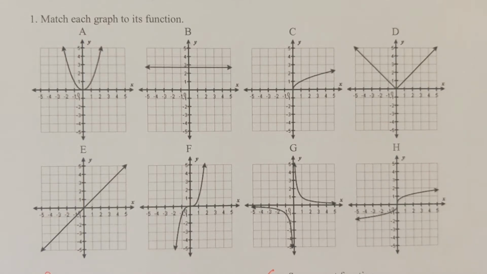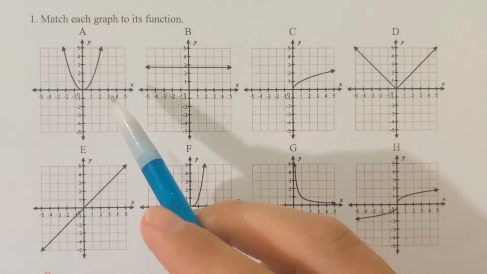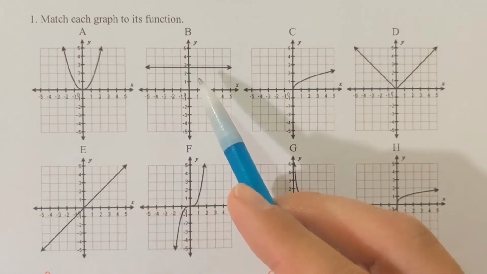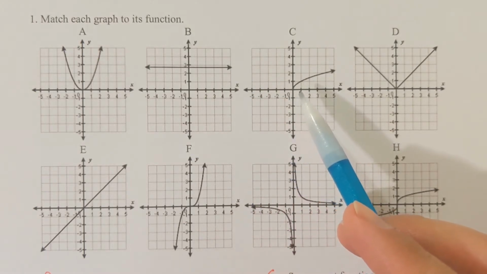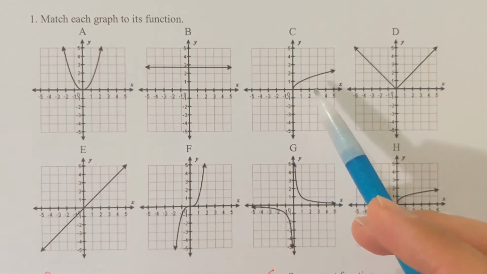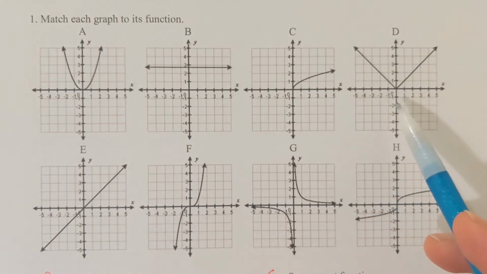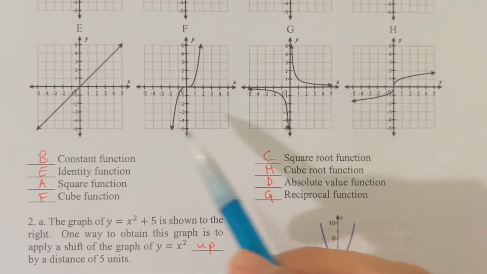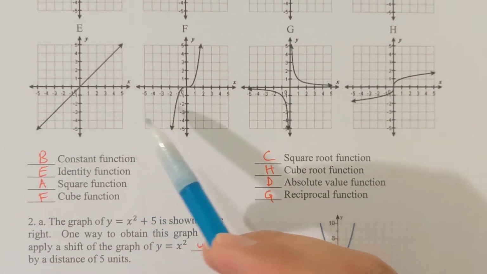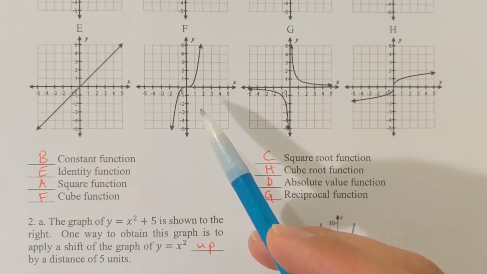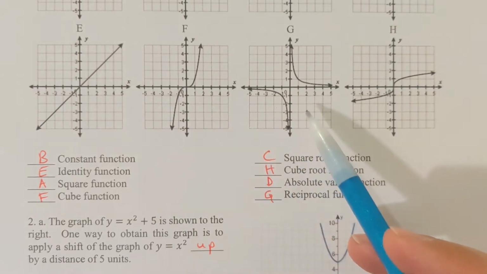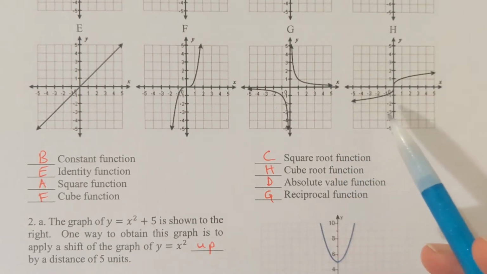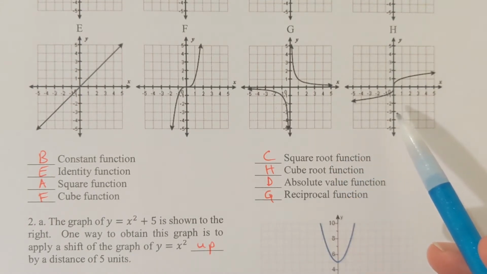So part A, let's see, is going to be the square function. Part B is going to be the constant function. Part C is going to be the square root function. Part D is going to be the absolute value function. Part E is going to be the identity function. Part F is going to be the cube function. Part G is going to be the reciprocal function. And part H is going to be the cube root function. I've got the answers to all those below.